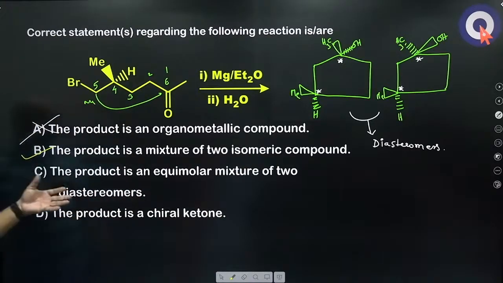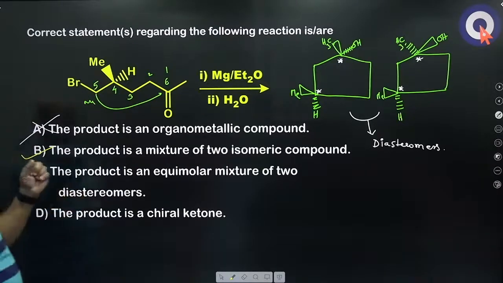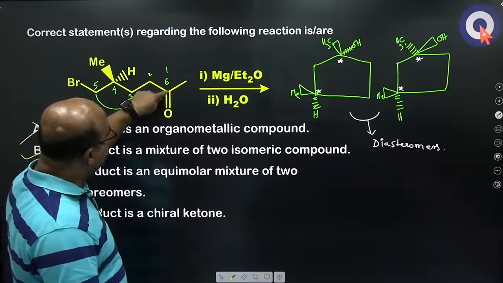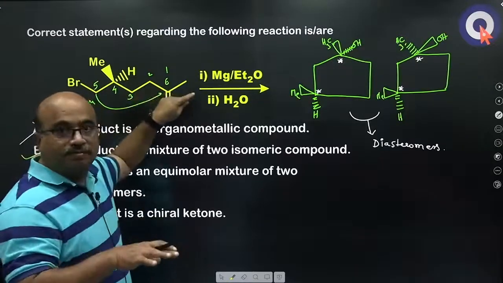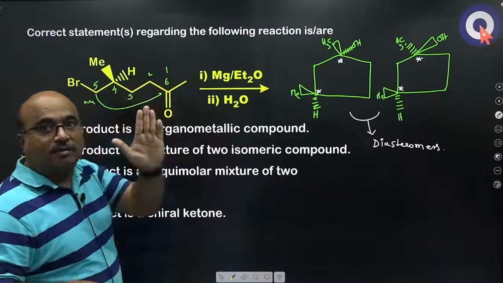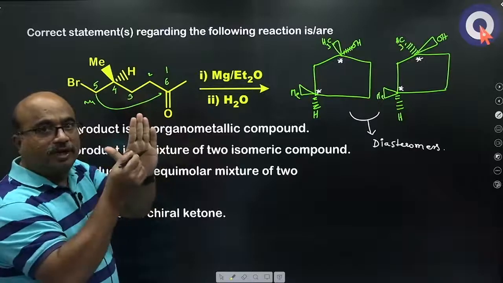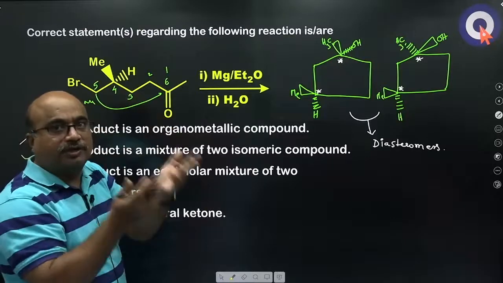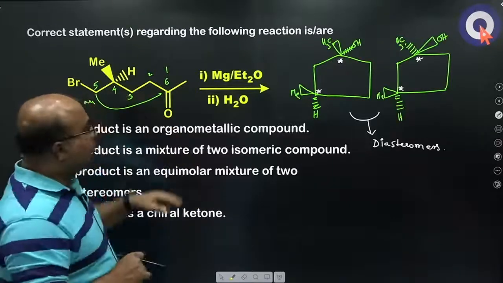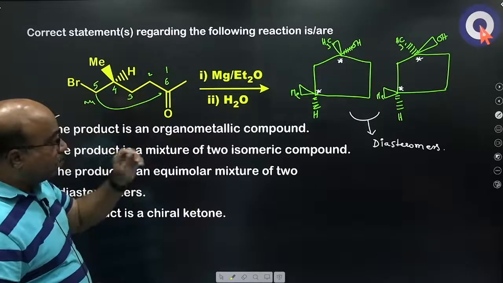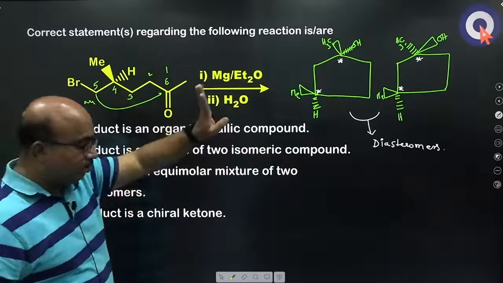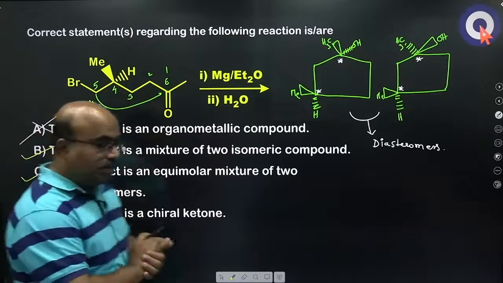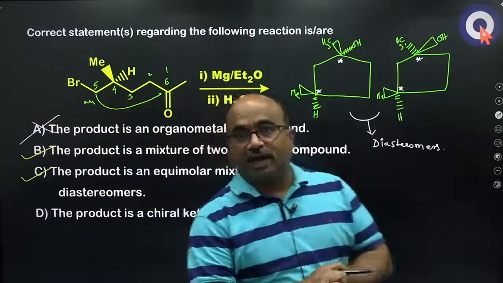The product gives an equimolar mixture of two diastereomers. Yes, because the attack of this carbon from above or below is equally likely at this planar carbon. So CH2 minus is approaching at an equal extent in both ways. So these two will become equal in proportion, 50% of this, 50% of that. So this is also correct. So you will get an equimolar mixture of diastereomers.